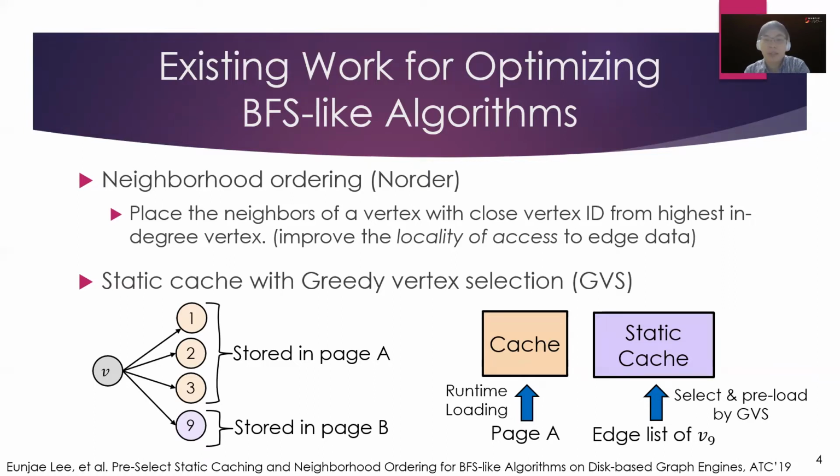We can observe that if vertex V is currently accessed, then the edge lists of vertices 1, 2, 3, and 9 will be needed in the next iteration. In this example, vertices 1, 2, 3 are stored in the same page A, but vertex 9 is stored in a different page B. Accessing page B during runtime is inefficient because a whole page will be loaded but only a small portion is needed. So GVS tries to detect this kind of vertex and preload the attributes of vertex 9 into the static cache before graph processing, so that during runtime we only need to load page A.